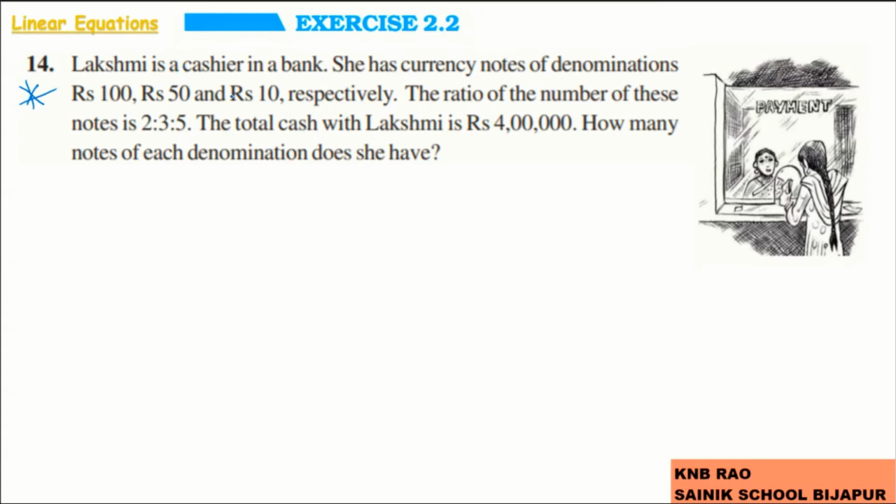Lakshmi is a cashier in a bank. She has currency notes of the denominations rupees 100, rupees 50 and rupees 10 respectively, and they gave you the ratio of the number of these notes. The moment you see a ratio, always go for assumption of a ratio constant.